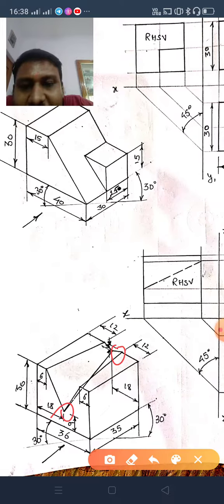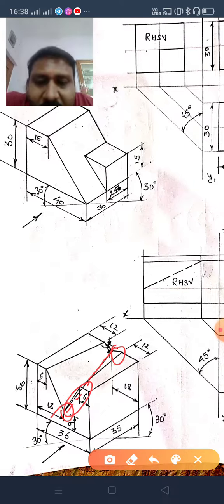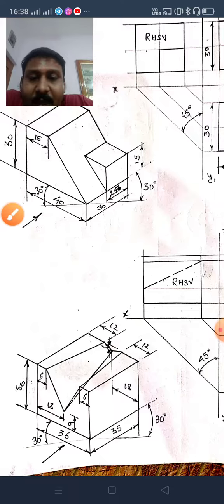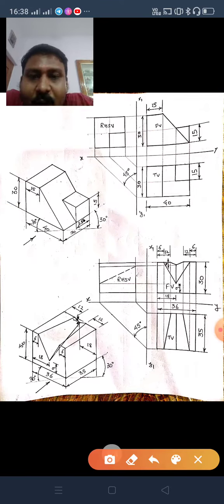So you are joining this, so up to this much you can visualize, but this much portion of the line is inside the figure, that's why it is drawn dotted. Okay, so nothing to get confused, that's why we have drawn it as a dotted line. Okay, so now this is the 3-dimensional figure. Now you have to replicate it, transform it into a 2-dimensional figure.